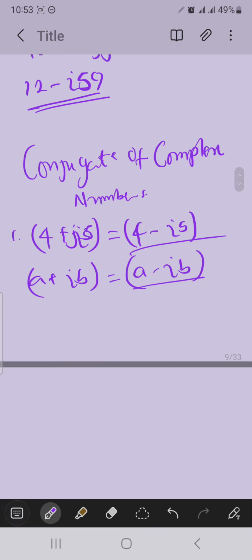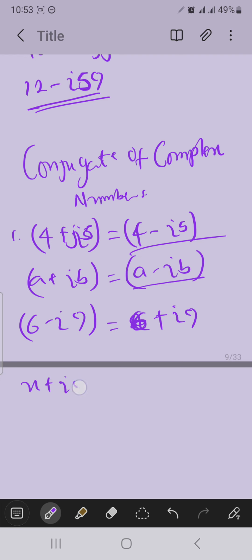It can be 6 minus, so it's going to be 6 plus. That's going to be conjugate. You can even have x plus this y. It's going to be x minus this y. So this is going to be the conjugate. And I hope you understand it.